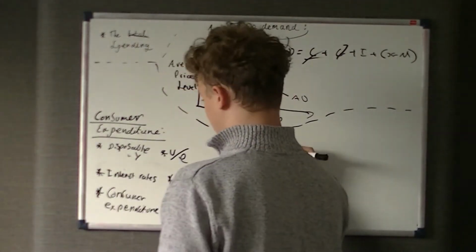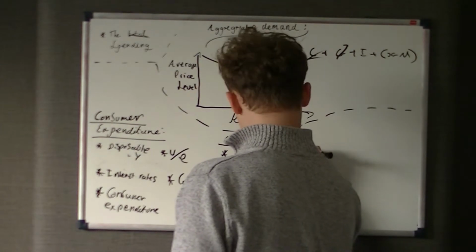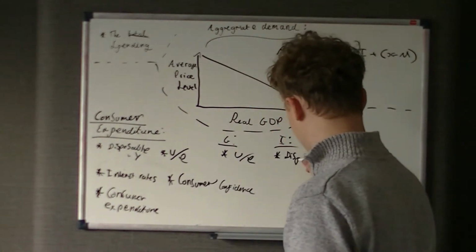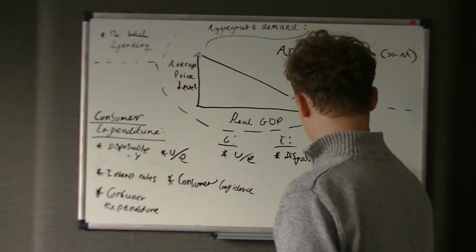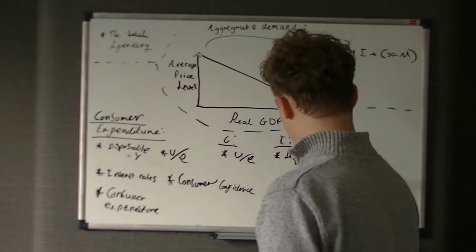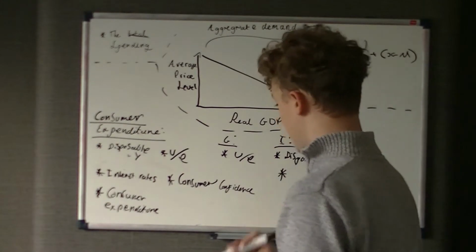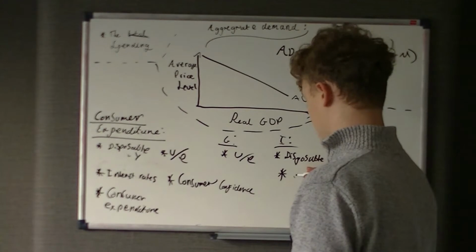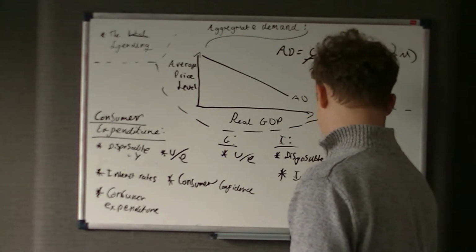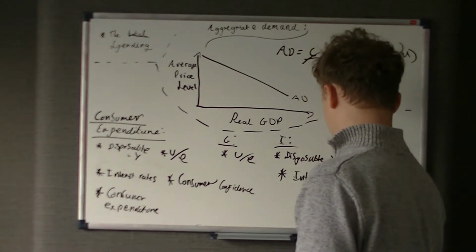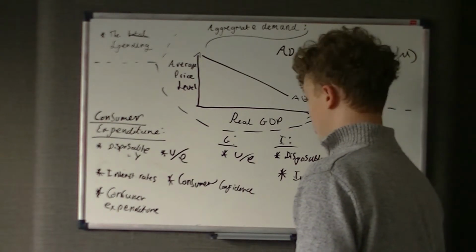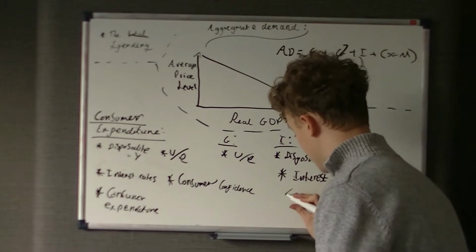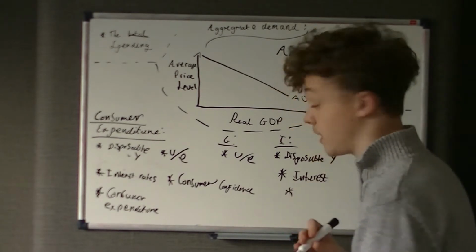Investment, now it's quite similar to consumer. Disposable income of an investor, so it could be the entrepreneur or a venture capitalist. Disposable Y. And then, as well as disposable income, we have interest rates. Sorry, I'm just trying to pick off the ones that are related to both investment and consumer expenditure before I go into the differences, so we don't mix them up.